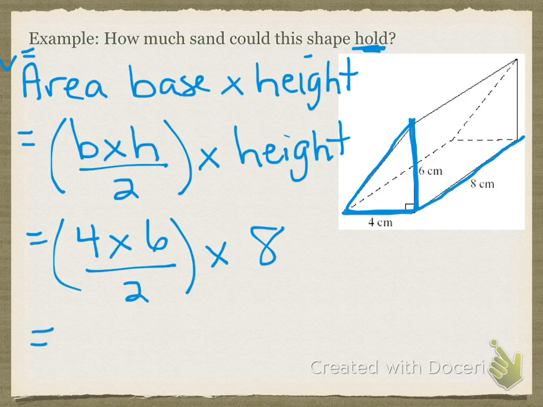Well, 4 times 6 is 24, and 24 divided by 2 is 12, and 12 times 8 is 96 centimeters cubed. And that's how you find the volume of a triangular prism.